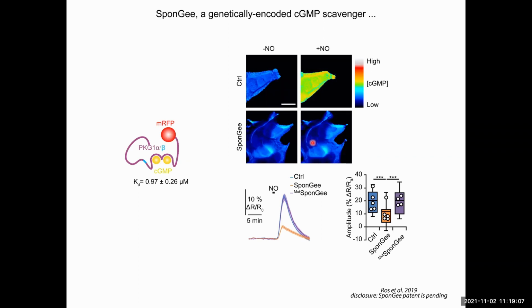But when SPONGI is co-expressed, these cells do not exhibit this elevation of cyclic GMP, and that is what is illustrated here on these traces as well. Meaning that we do have, with SPONGI, a cyclic GMP scavenger that works in living cells.